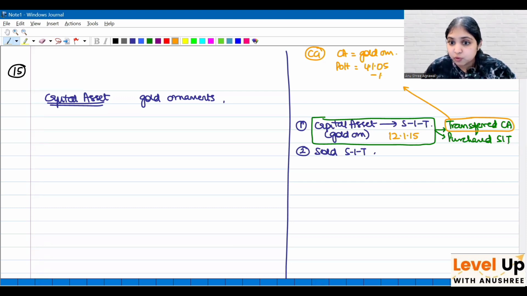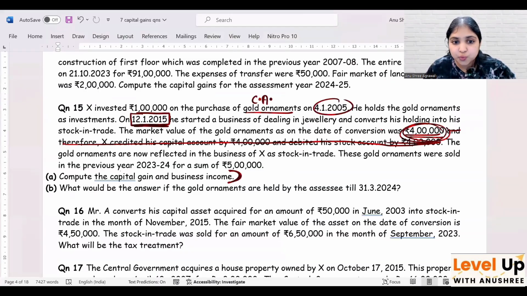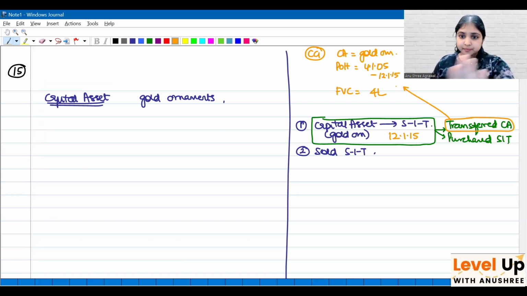So when will my period of holding end? On 12th Jan 2015. What will be my full value consideration? In reality, I did not sell the gold ornaments, but had I sold on this date, for how much I would have sold? What is the FMV on the date of conversion? 4 lakhs. Perfect clarity. Same thing I'm going to do for you here.